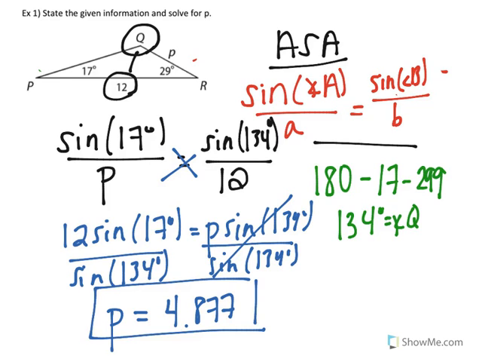And remember, that's the side length. You were trying to find a side length. We're going to use law of sines in this section to find side lengths. You can use it for angles, but in this case, it's just side lengths. Okay? Okay, let's look at another one.